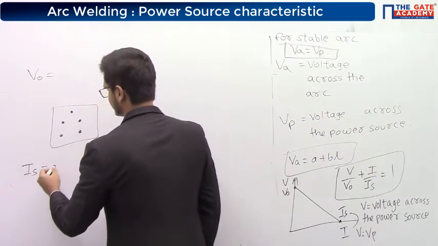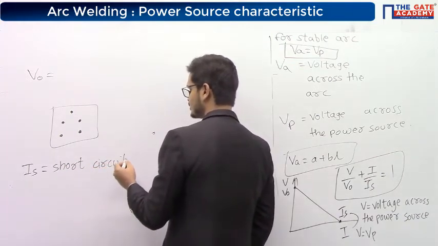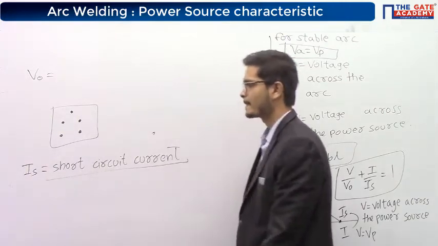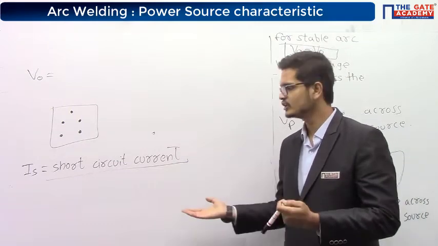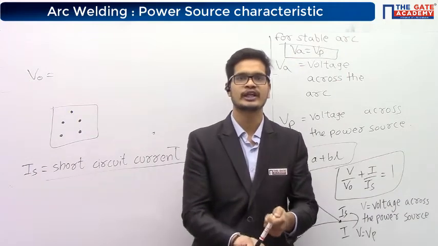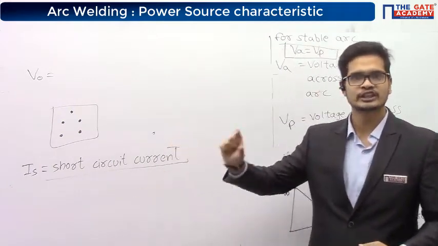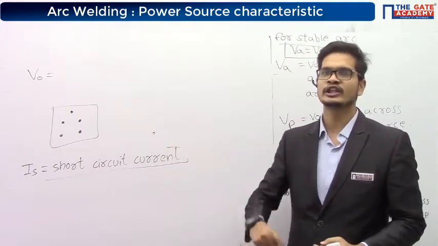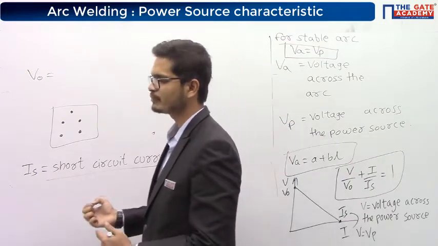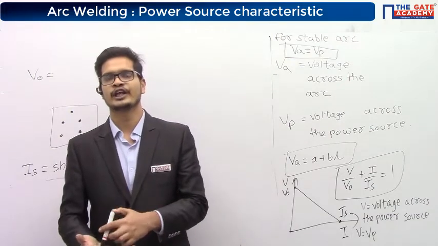And what is IS? IS is called short circuit current. From the name itself you can understand. When will there be a short circuit? There will be a short circuit when the electrode is touching the workpiece. Okay. So at that time there is no resistance of air. So when there is no resistance of air, maximum current will be passing through the system. So short circuit current is the maximum current that can pass through the system. It is the current when the electrode is in contact with the workpiece.